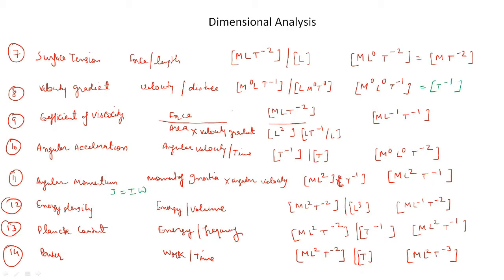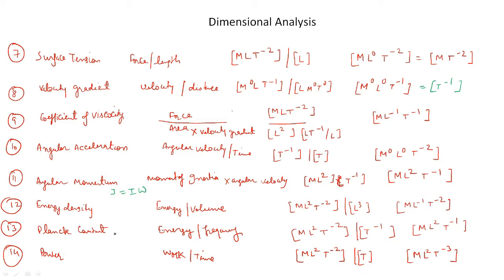Then energy density, it is like mass density. Mass density is defined as mass per unit volume. Here energy density will be defined as energy per unit volume. So energy has the same dimension as the work, so it will be ML square T to the power minus 2. Volume has the dimension formula L cube. So when we solve it, it becomes ML to the power minus 1 T to the power minus 2.